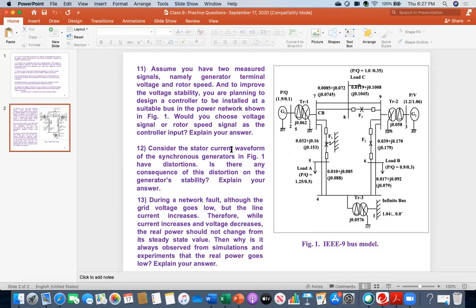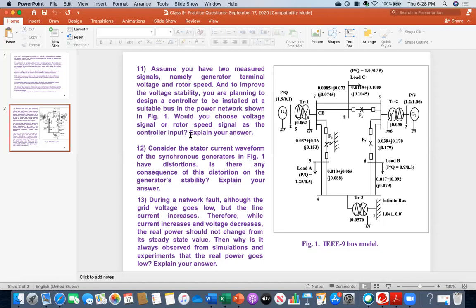Can you please explain why it's not the rotor speed signal, Dr. Ali? Because your goal is to improve the voltage stability. At that time, your mode of dominance will be voltage. When it is transient stability control, rotor angle stability control, at that time your importance will be on the speed. Therefore, because it is voltage stability, you have to choose the voltage signal.